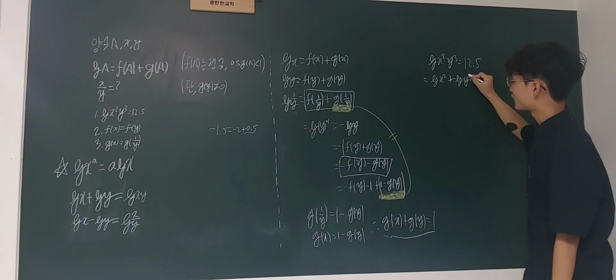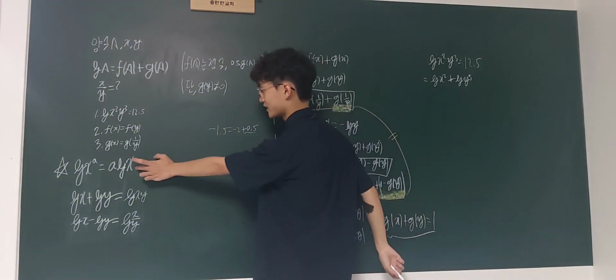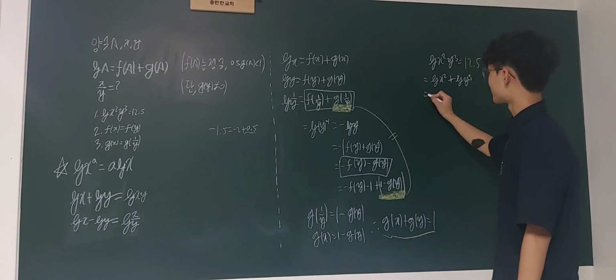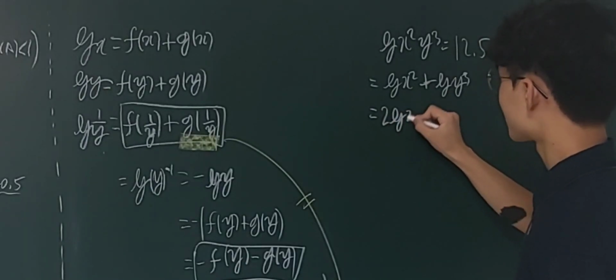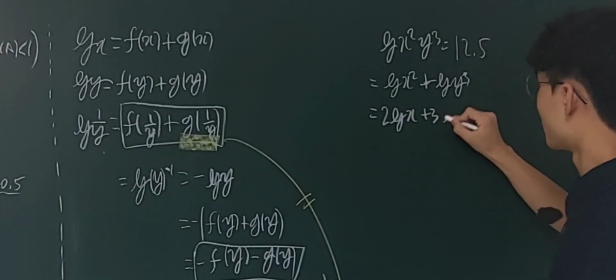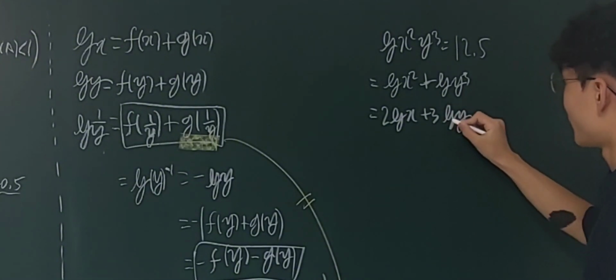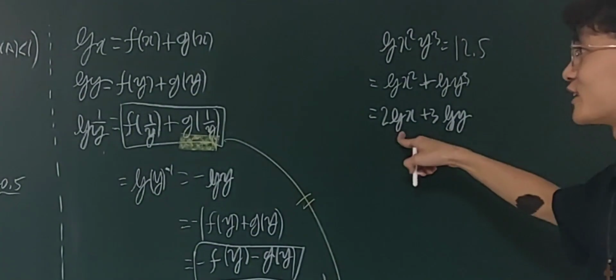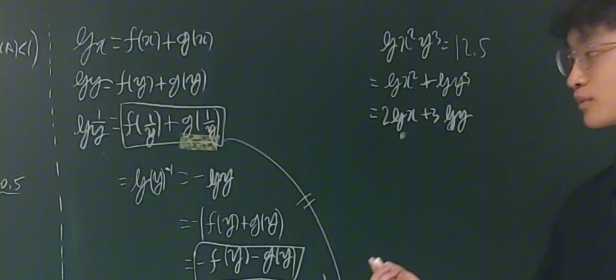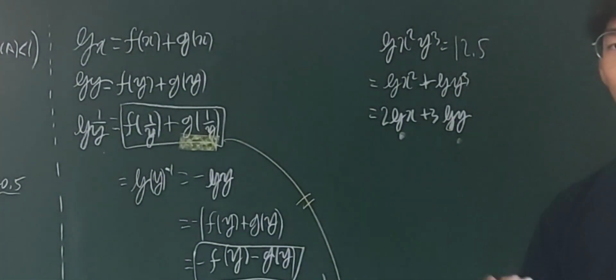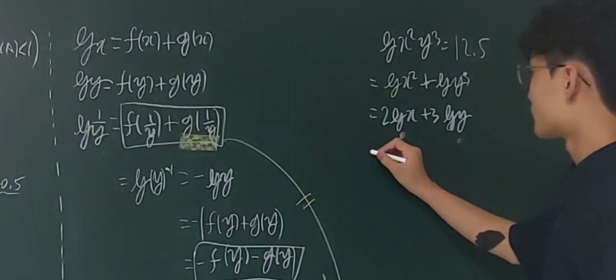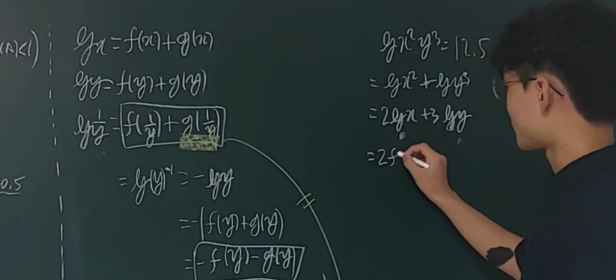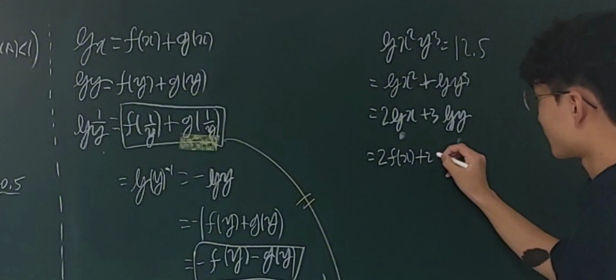Now I want to use this property again, this one, so I can make this as 2 times log x plus 3 times log y. They're the same thing, and I just want to change this to f of x and g of x. I want to write this in terms of f and g, so I can rewrite this as this.